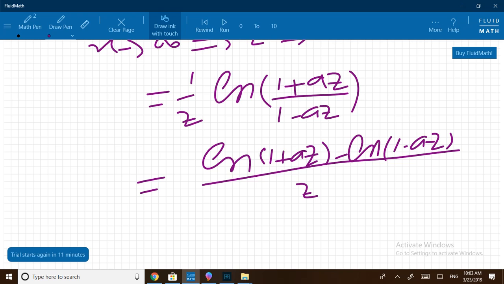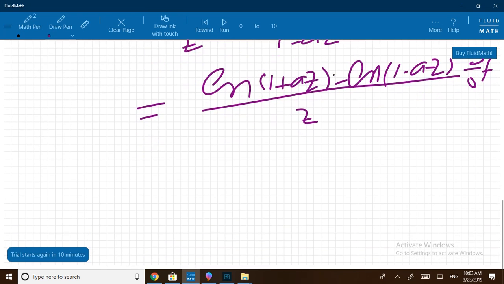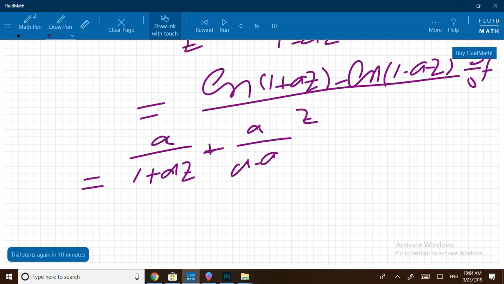The limit is z approaches 0. So it is 0 divided by 0 form. Since it is 0 divided by 0 form, we will apply the L'Hopital rule. It will be the derivative of natural log of 1 plus az, which is a divided by 1 plus az, minus, and the derivative is minus, so it will be plus, a divided by 1 minus az, divided by 1.